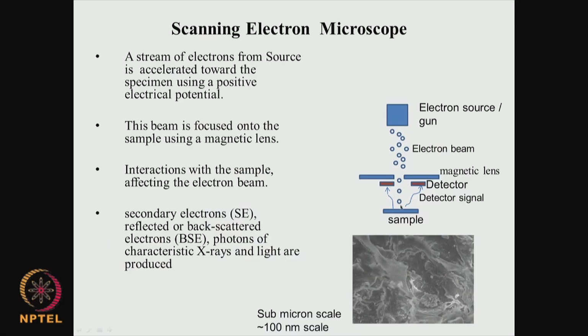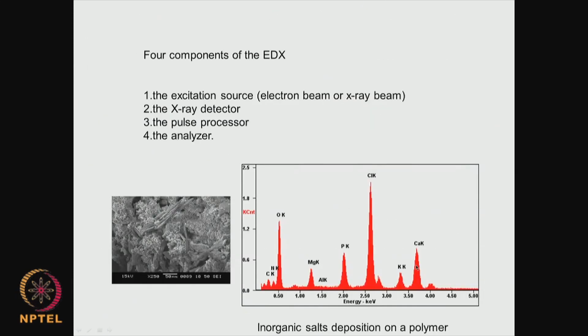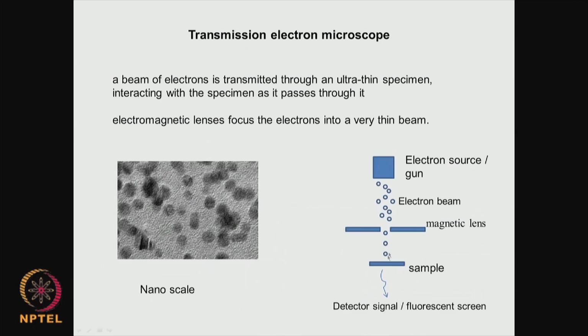In a scanning electron microscope, as I showed you, the detector signals come out like this. So, you will have the electron source and the detector signal on the same side of the sample, whereas in a transmission electron microscope the signal gets transmitted through the sample. So, we detect it on the other side. Obviously, in a transmission electron microscope, the sample thickness should be very, very minimal, because the signals have to pass through the sample.